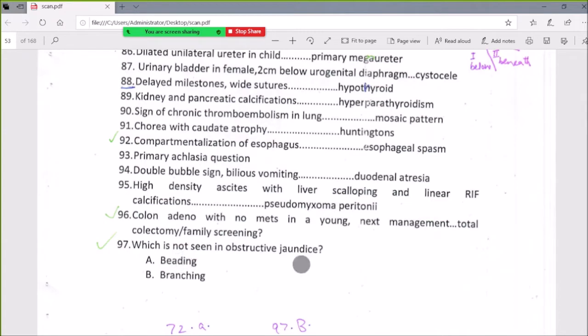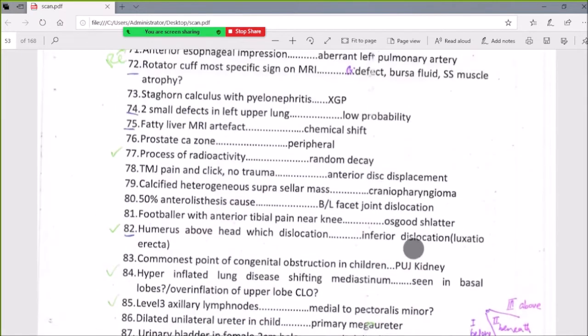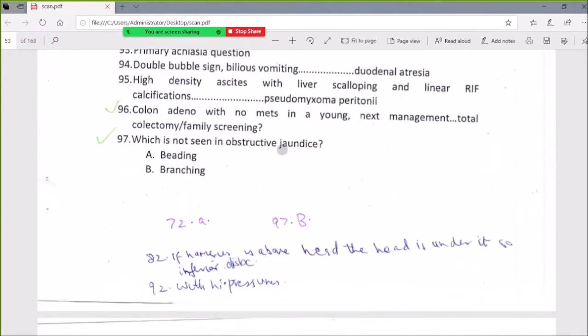97. Which is not seen in obstructive jaundice? B. Branching. Which is not seen in obstructive jaundice? B. Branching. Now 82. If humerus is above head, the head is under it, so inferior dislocation.